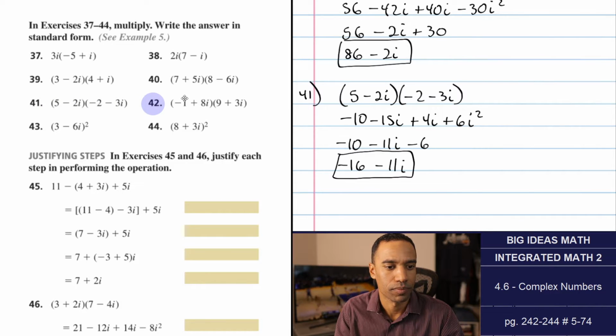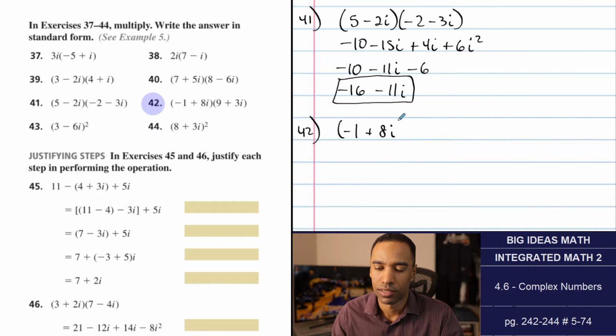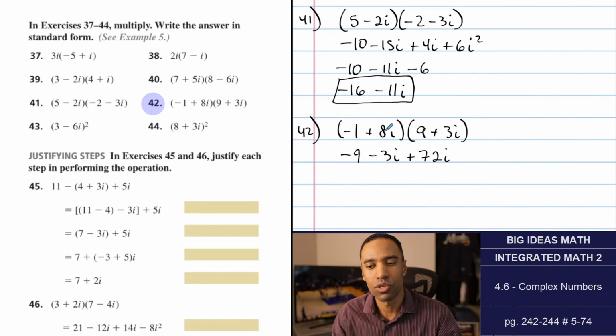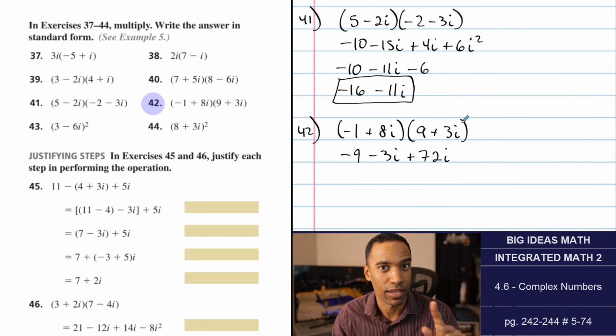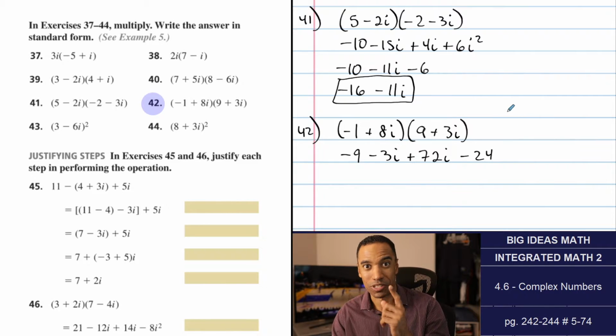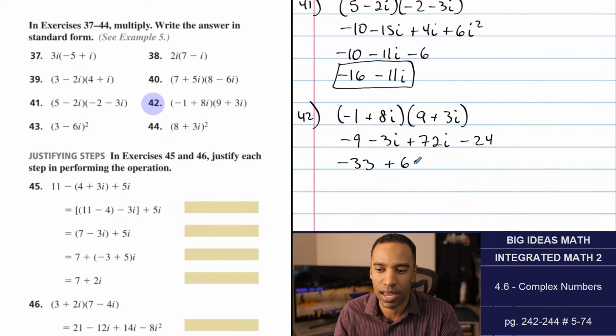Number 42. We have negative 1 plus 8i times 9 plus 3i. Negative 1 times 9, negative 1 times 3i, 8i times 9, and let's see if we can do this one in one step. 8i times 3i being 24i squared is negative 24. Boom, in one step. You're going to ask, how'd you do that? You had to listen to me. Negative 9 minus 24 is negative 33, and negative 3i plus 72i is 69i.